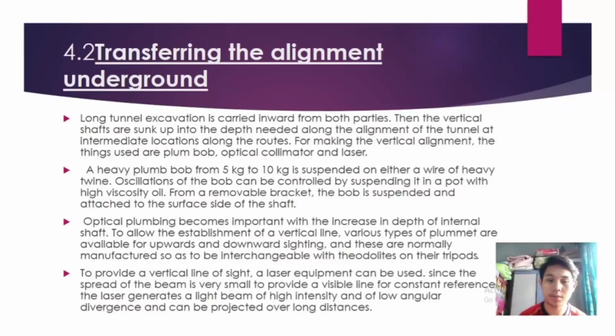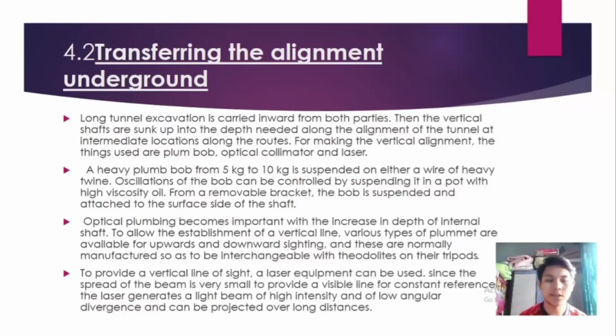Next is the optical collimator. The important thing about it is that it increases the depth of the internal shaft. It allows the establishment of the vertical line. Various types of plummet are available for upward and downward use. The plummet is usually used, and then it interchanges between the theodolite and the tripods, to produce the alignment using optical plumbing.